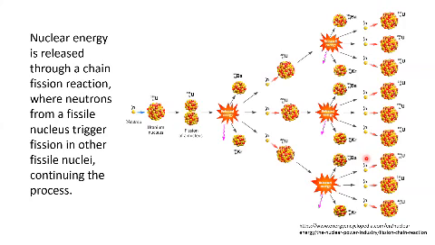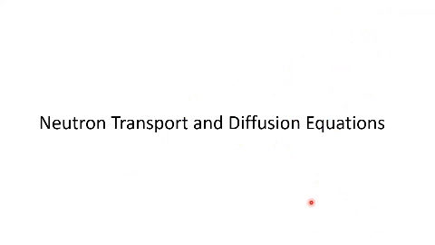In the neutronic analysis of a nuclear reactor core, the main aspect that must be carried out is to create an analytical and quantitative physical description of the state of the neutron in the reactor core. Next, we will discuss the neutronic aspect of nuclear reactors. The first is about neutron transport and diffusion equation.